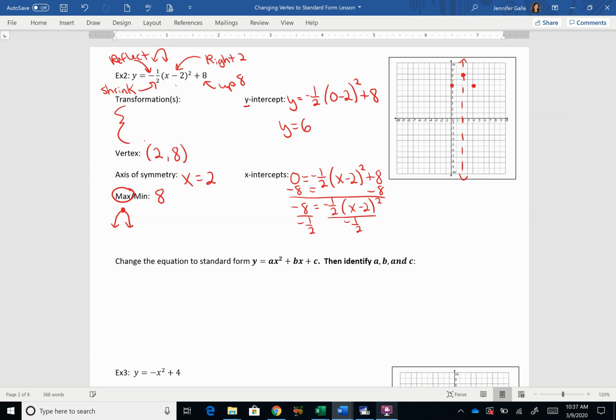You should get 16. You should get a 16. So try that out. If you're not getting a 16 when you take -8 divided by -1/2, let me know. I want to show you how to enter that. I don't want computation to stop us from being able to graph.